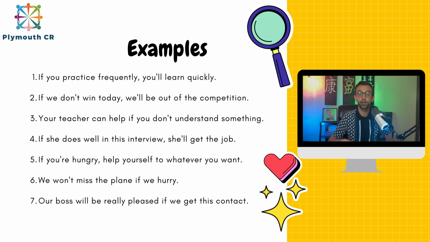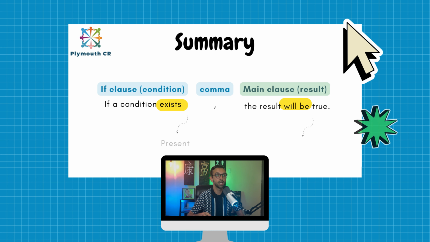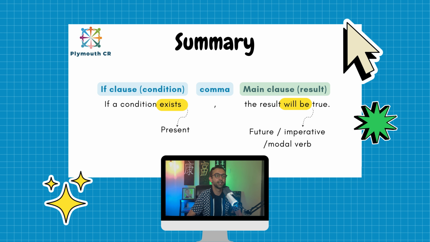And now let's put it into practice. Well, actually, I have here this summary. We have the if clause. Again, we call them clauses, like it's a whole compound sentence. It has two different parts, so that's what we call a clause. So it is the condition. If the condition exists in the present, then the main clause, the result, is going to happen. The result will be true. And you can use future, you can use imperative, or you can use modal verbs. If you want, you can take a screenshot.